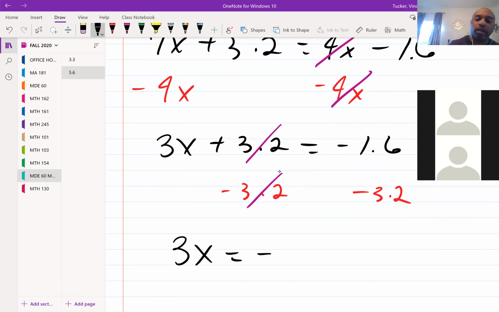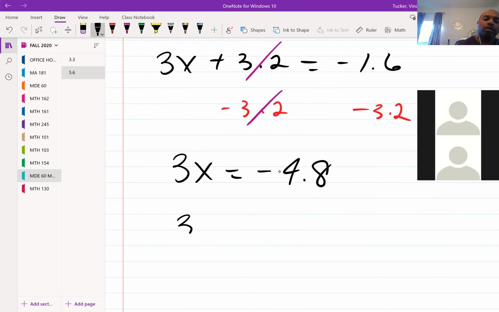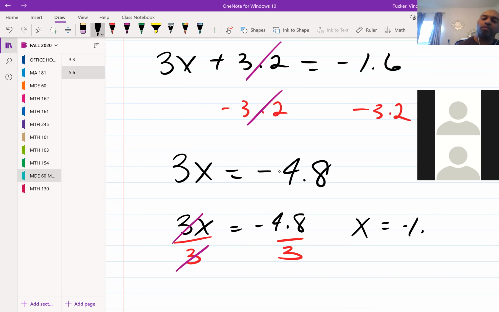And so we're just going to add those because they have the same sign. Negative 1.6, negative 3.2 is negative 4.8. And then to finish it off, divide by 3. X is negative 1.6.